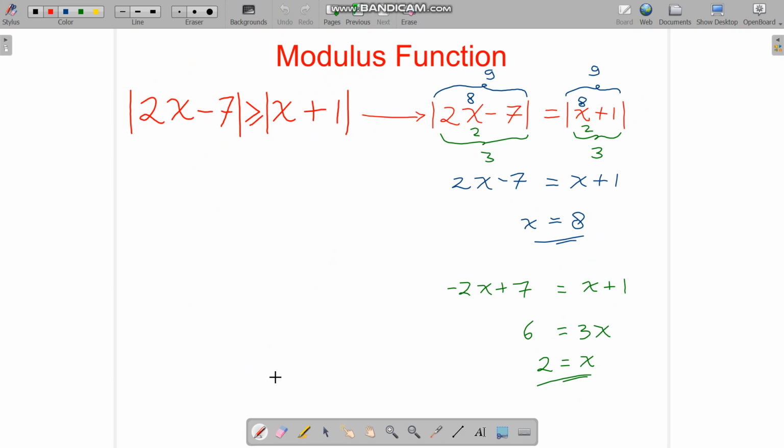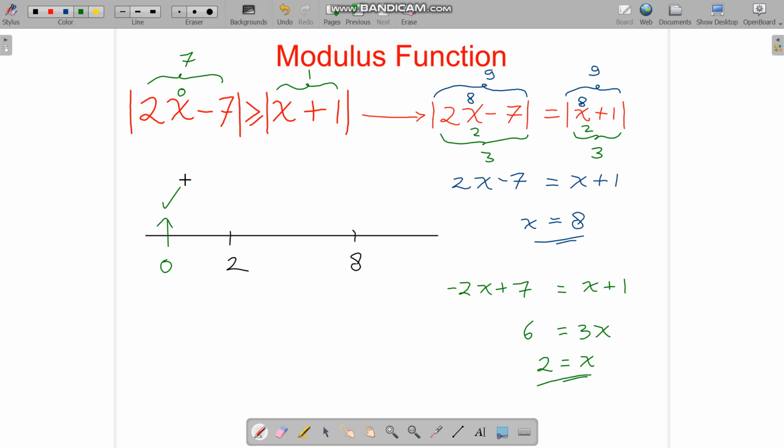Another example. The usual part of solving an equation, you know the drill. So we have x equals 2, x equals 8. The number line looks like this. We have two critical points, 2 and 8. So we can plug in 0 for the left interval. If you plug in 0 here, you will get negative 7 in absolute value, so 7, and 1 on the right. 7 is bigger than 1. Yes, that is correct. So use this interval.